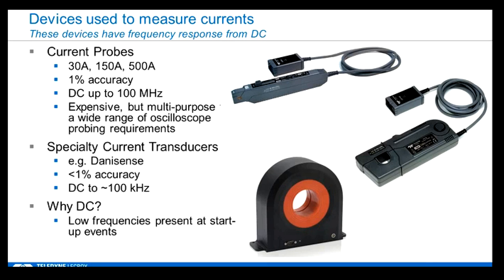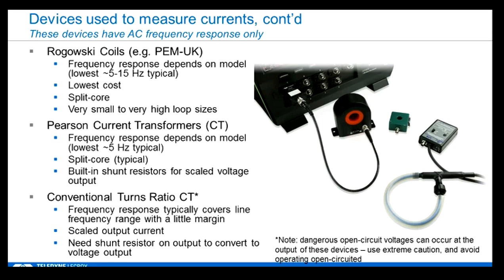A lot of engineers want to know what the DC performance is to measure startup events, for instance. If you don't care about DC, you just care about AC, then there's more choices. You can use a Rogowski coil, like from PEM-UK, or a Pearson CT, or a conventional turns ratio CT as well. And they have different levels and types of performance. They generally cost less, and they work fine as long as you stay within their rated operating characteristics. Just be aware, with a conventional turns ratio CT, you could have a dangerous open circuit voltage on the output. So you do always want to keep that terminated, not open circuited, when you're using it.